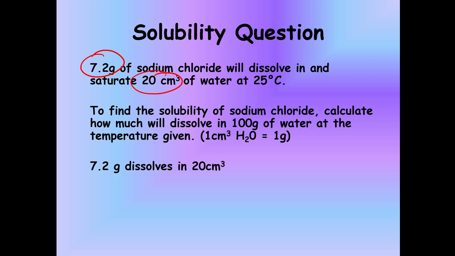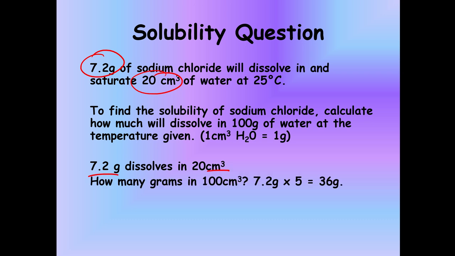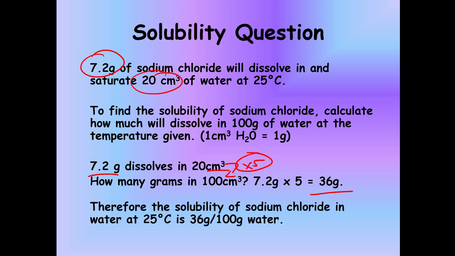Well, if 7.2 dissolve in 20 grams or 20 cubic centimeters, then 5 times that will dissolve in 100, because there are obviously 5 20s in 100. So the answer would be 36 grams of sodium chloride will dissolve at 25 degrees Celsius in 100 grams of water. So the solubility would be expressed as 36 grams per 100 grams of water. Sorry, I think I said 36 grams. Okay?